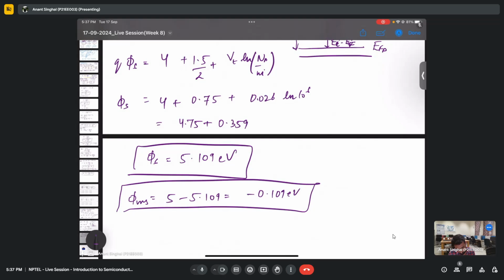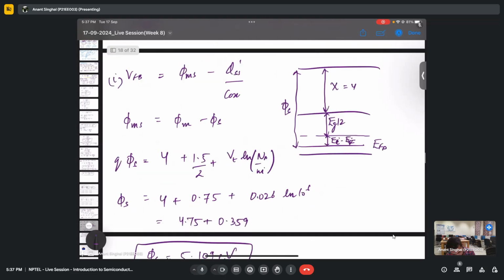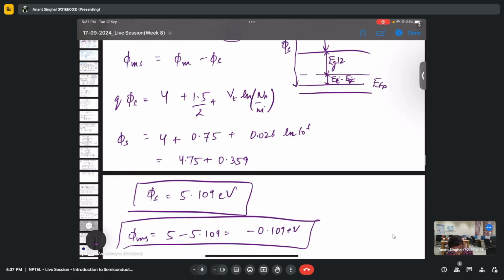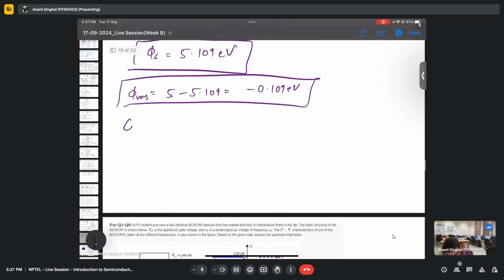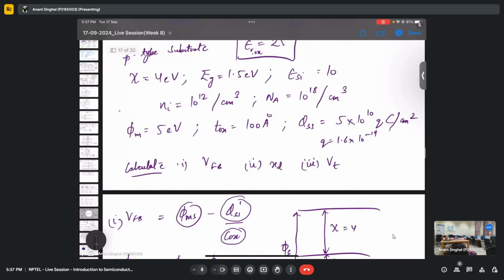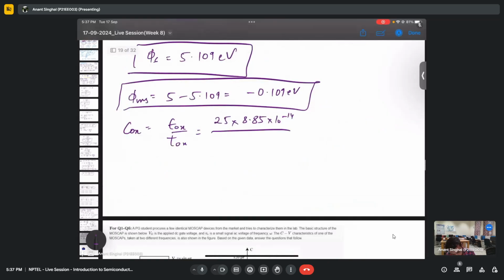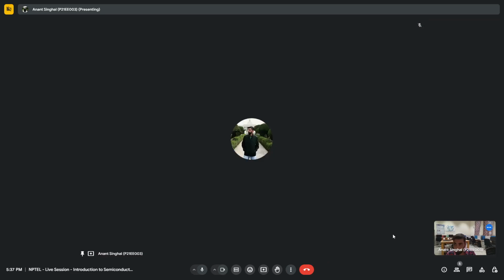Now we have this phi_ms. We need to calculate Cox, and Q_ss is given. So Cox is the second part, which is epsilon_ox by t_ox. Epsilon_ox is nothing but 25 times 8.85 times 10 to the minus 14, divided by t_ox, which I have given as 100 angstrom.